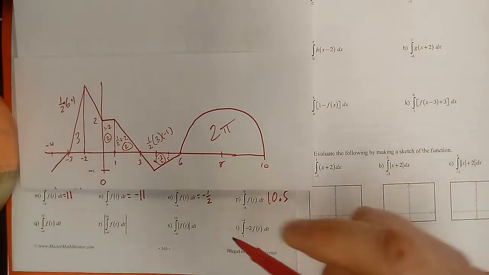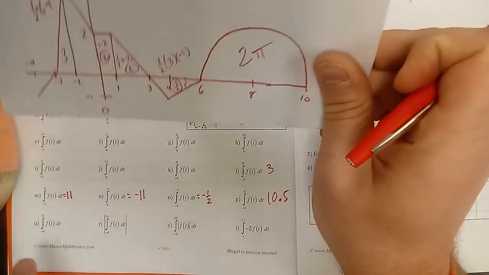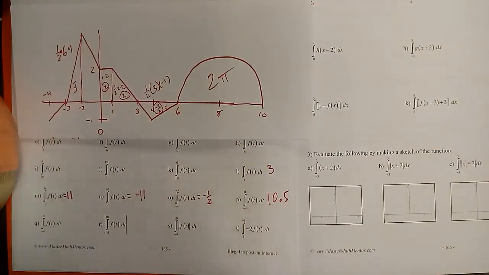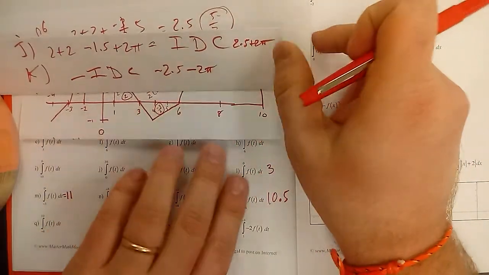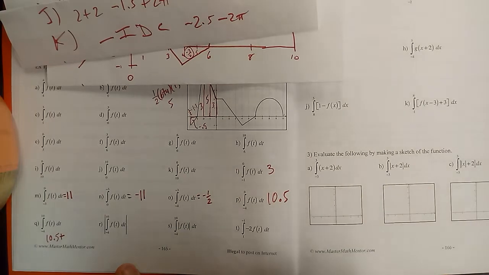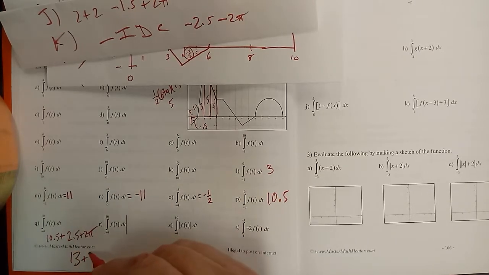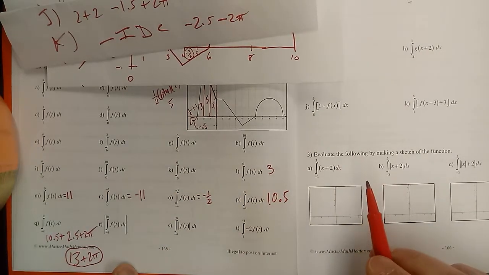But if you remember, a few minutes ago, we actually already added these up. We did the 0 to 10. So I could do the -4 to 0, which we got 10.5. And then we could do the 0 to 10, which was 2.5 plus 2 pi. So we could say this is 10.5 plus 2.5 plus 2 pi. So that's 12, 13 with the 0.5, so 13 plus 2 pi. And that's how I would write it. I wouldn't go find the decimal for the 2 pi.